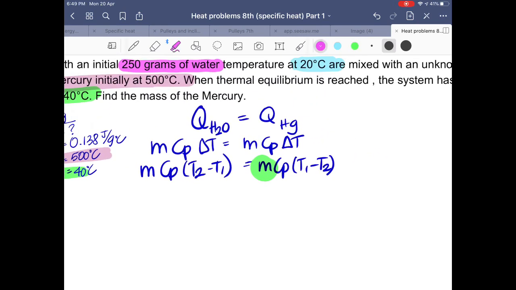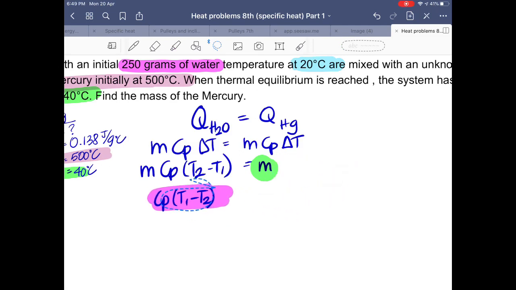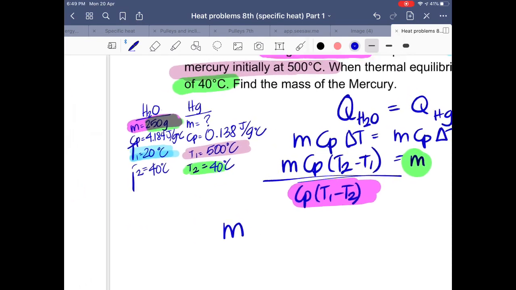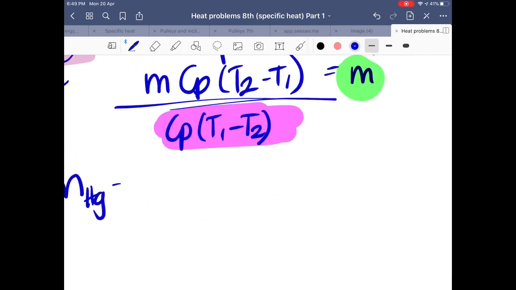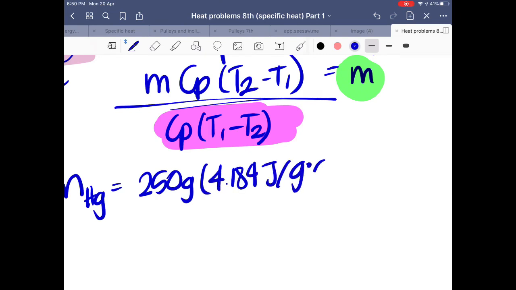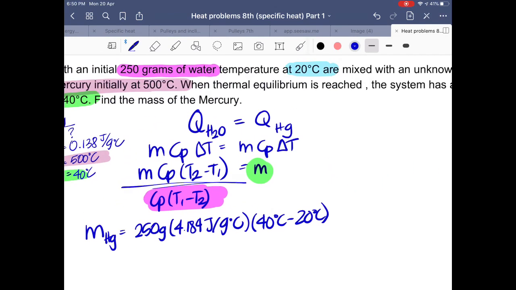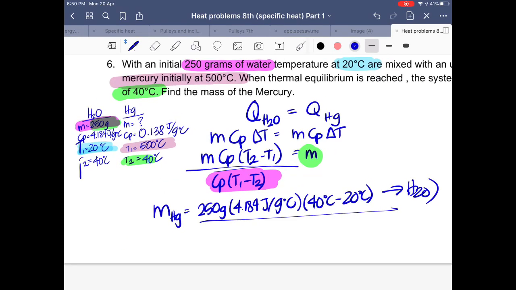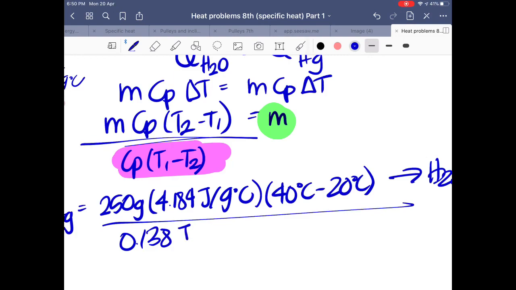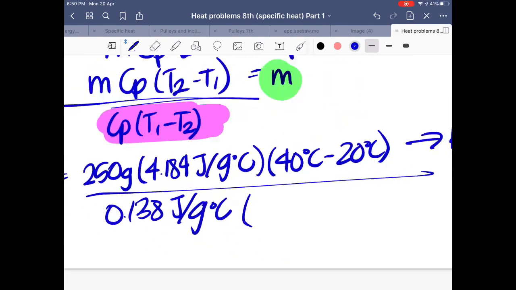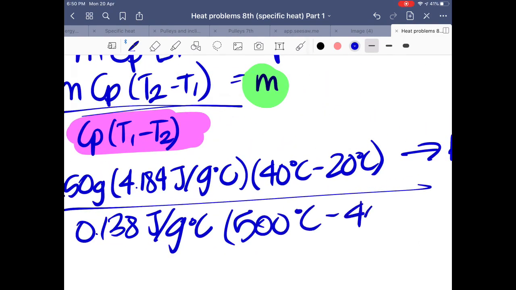Okay, so in this case, we're searching for this mass. So it means that this other part right here, I am moving it to the other side, dividing. So you have mass of mercury equals 250 grams times 4.184 joules over grams per degree Celsius times 40 degrees Celsius minus 20 degrees Celsius. And let's remember this information is of water, divided by 0.138 joules over grams per degree Celsius times 500 degrees Celsius minus 40 degrees Celsius.